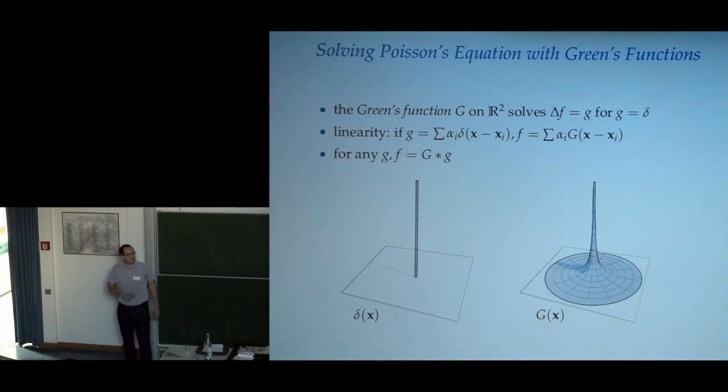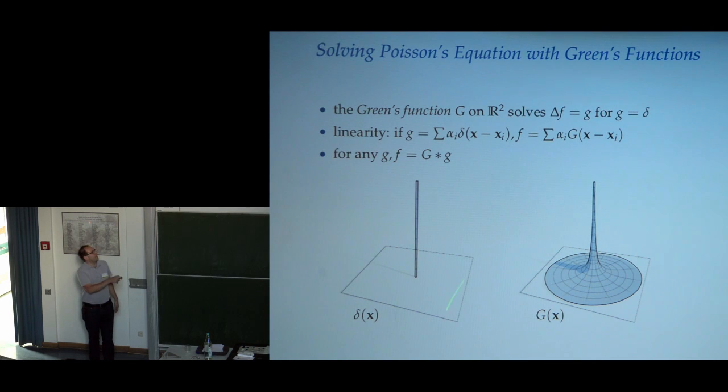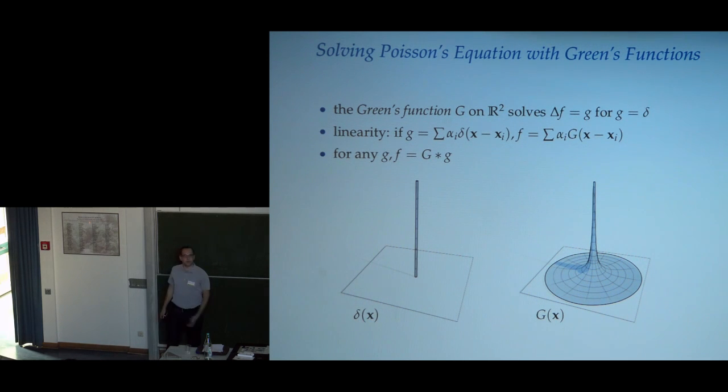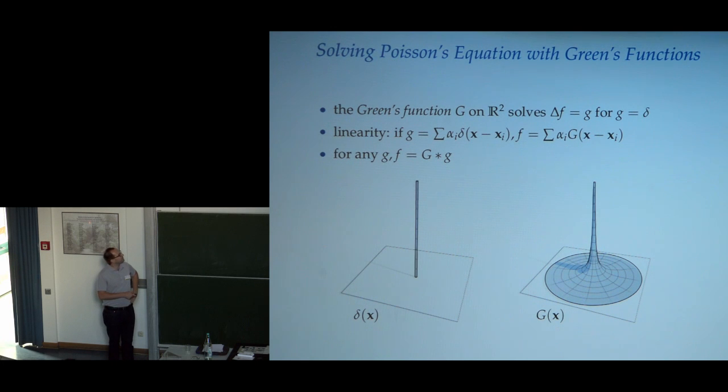Now, the problem with this is that it only really works in Rn. If you want to do this on the bunny, you're going to be out of luck, because you're not going to be able to find this Green's function on the bunny. But if you want to solve this in Rn, then this trick is extremely useful. You can just write down very easy expressions for the answer to this Poisson equation.